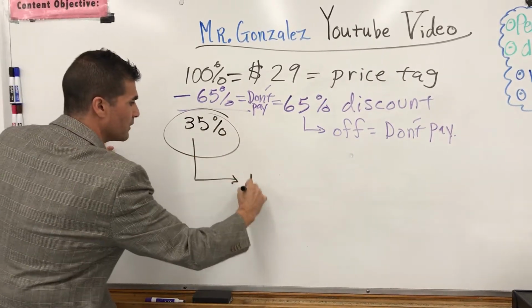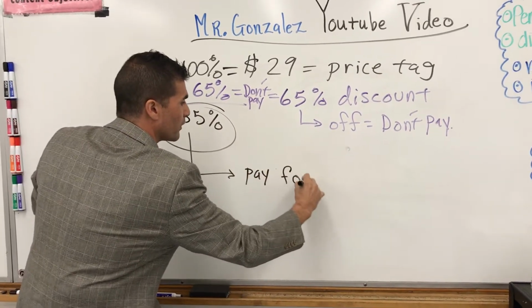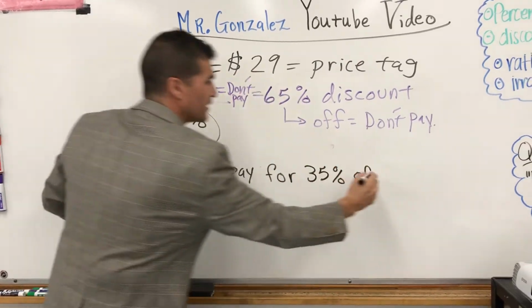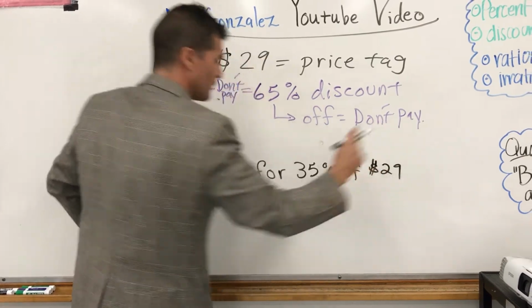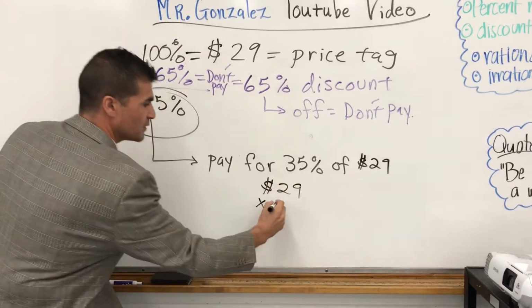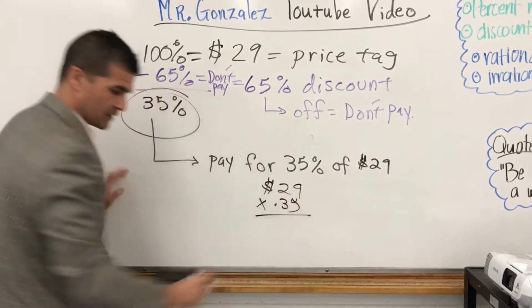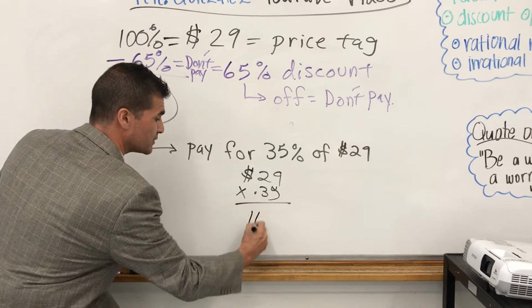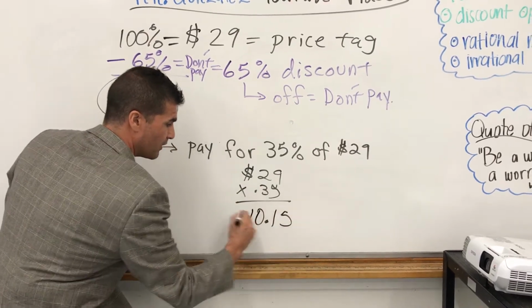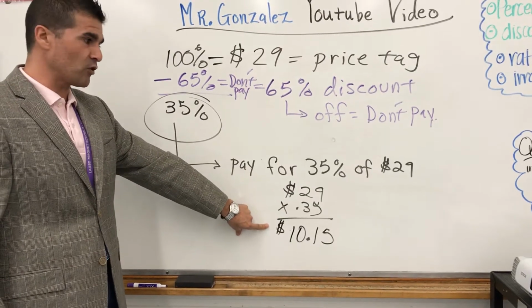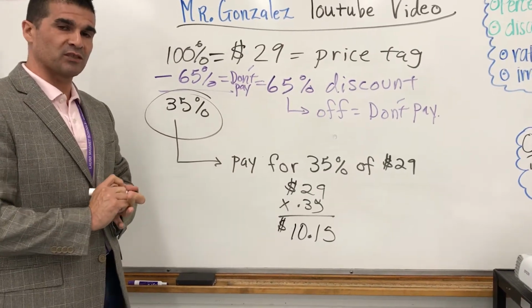You have to pay for 35% of $29. Well, this is going to be $29 times 0.35. And if you did the math correctly, hopefully you got $10.15. And this would have been a nice way of checking your answer to see if you guys really understood what you guys were doing.